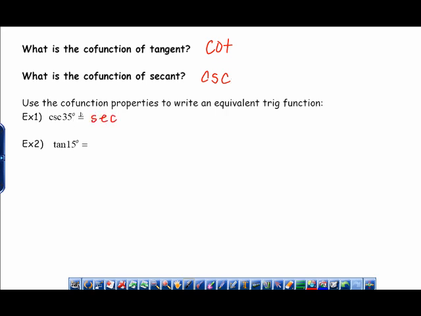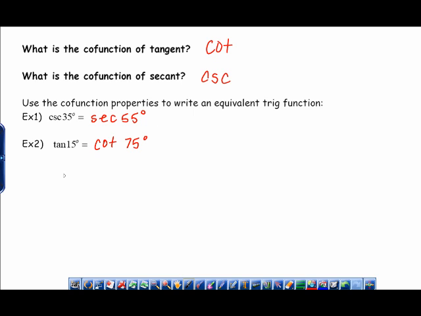And then we are going to do 90 minus 35. That's going to be 55 degrees. And these two things are equal. And you can plug this into your calculator, see if you get the same decimal. You will. I'm not even going to take the time to do it. All right. Tangent of 15 degrees. That is going to be equivalent to cotangent of 75 degrees.